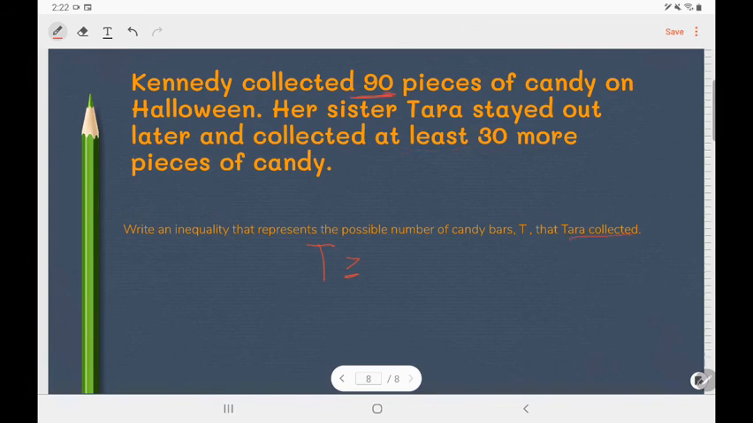We don't want to just write 30. She collected at least 30 more pieces of candy. Well, what's 30 more than 90? If it's 30 more than 90, she collected at least 120. So I do have to take 90 and add 30 to it before I can finish my inequality.